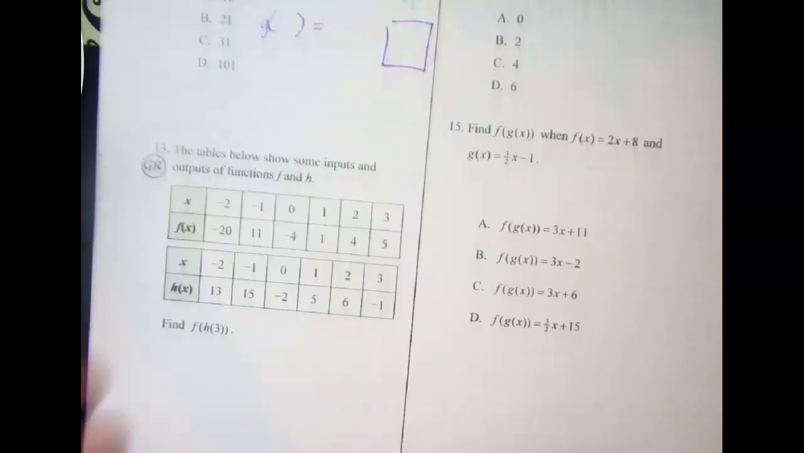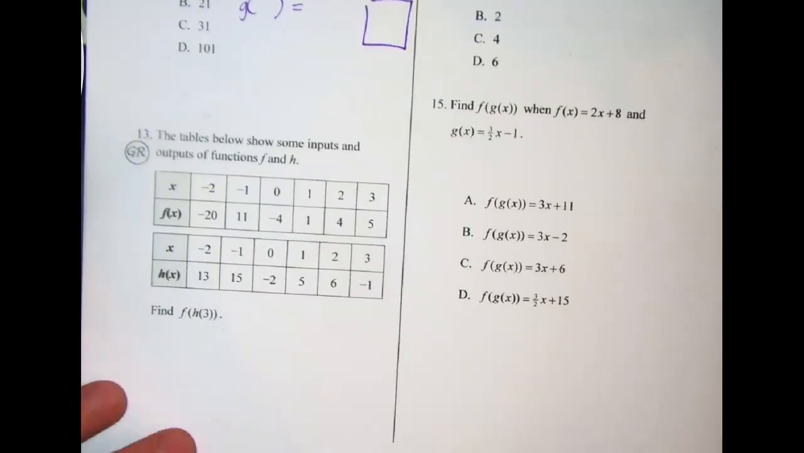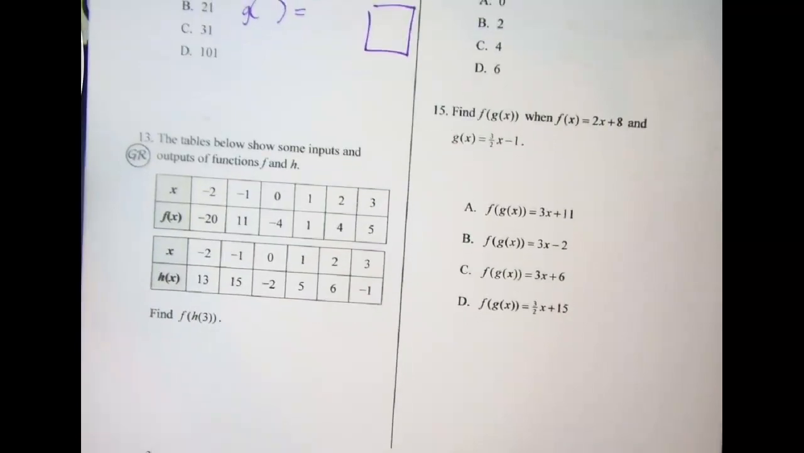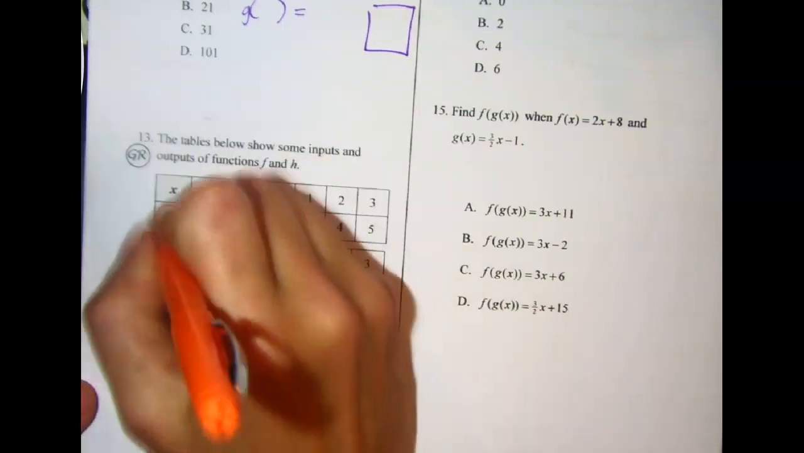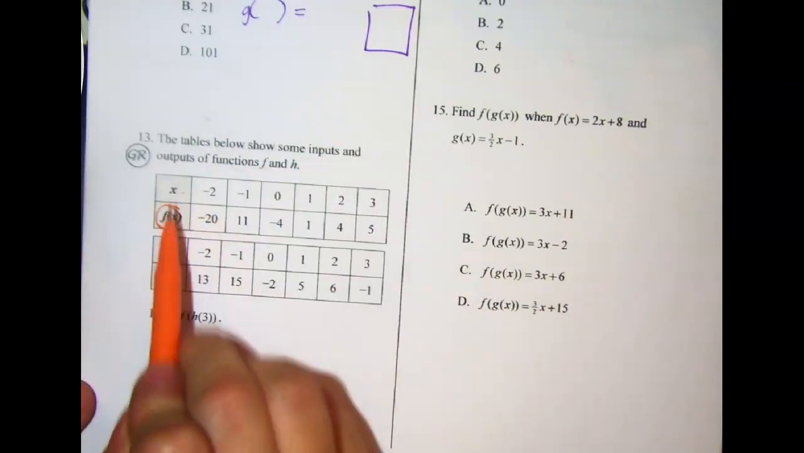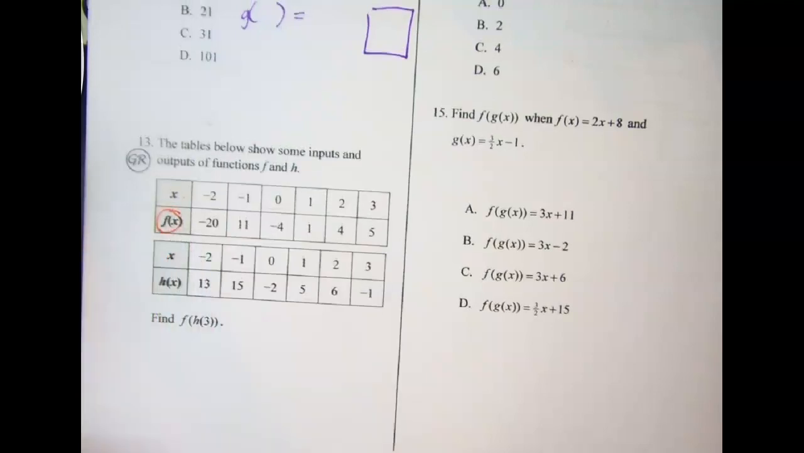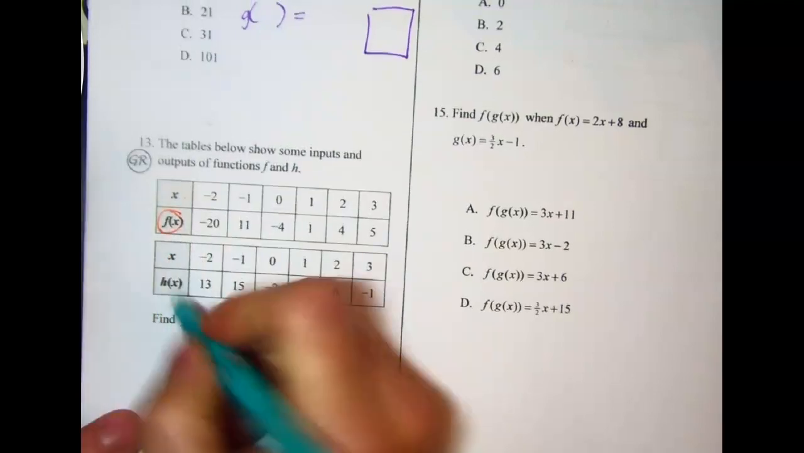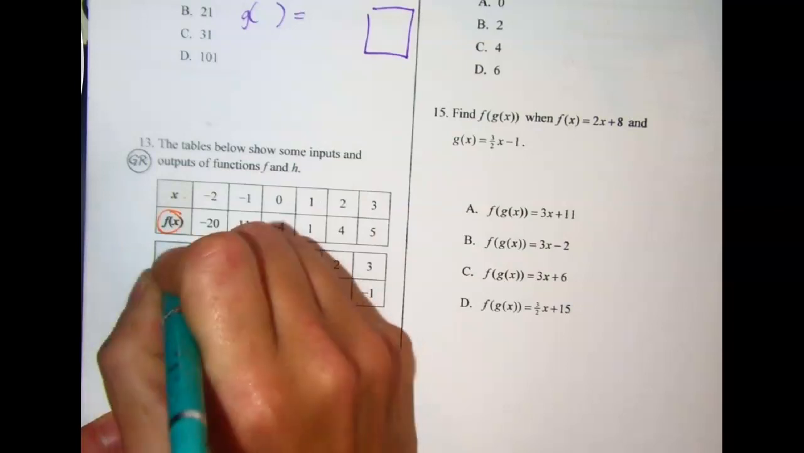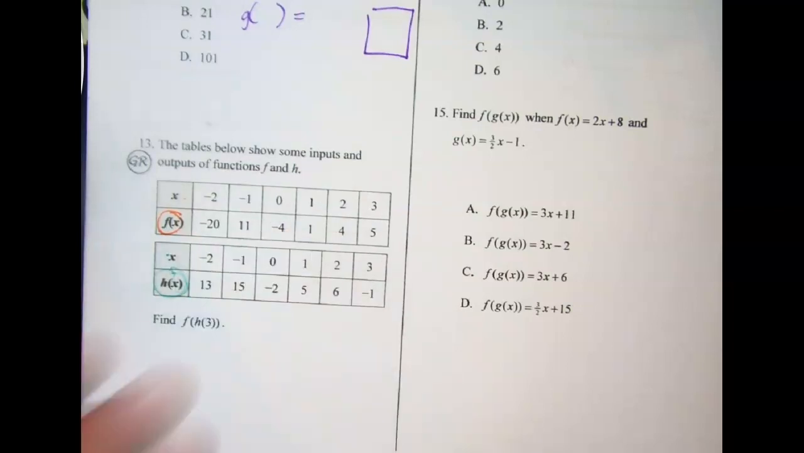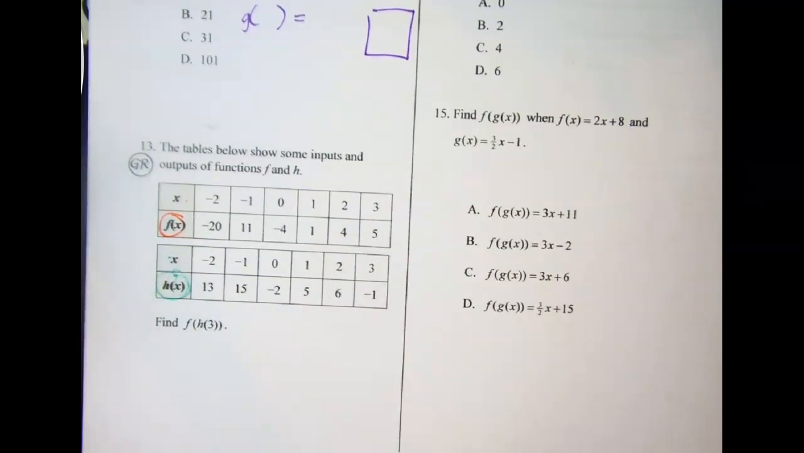All right, let's go to 13. The table shows us some inputs and outputs of the functions f and h. This is function f, our x's and our y's. And then this is our function h. Again, these are our x's, and then our y's or h's. We just have to look at what it's asking.